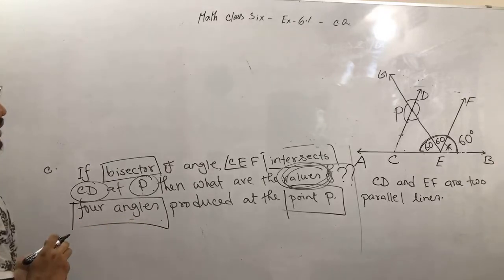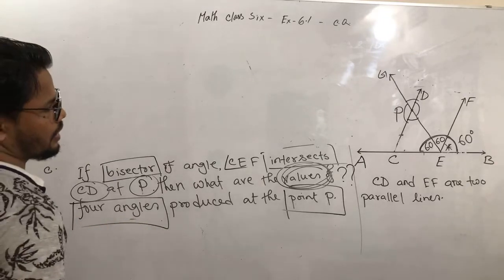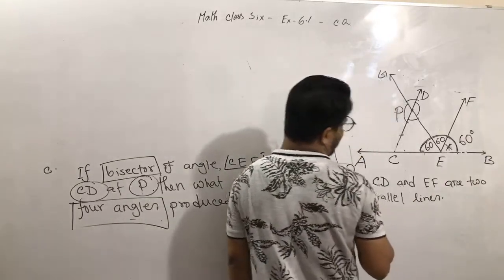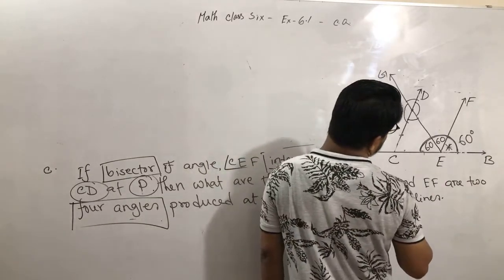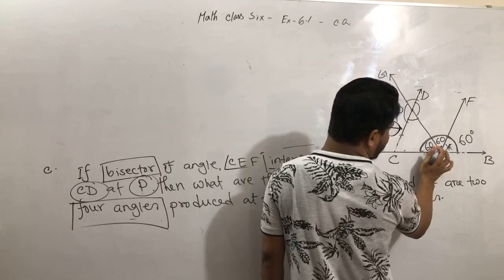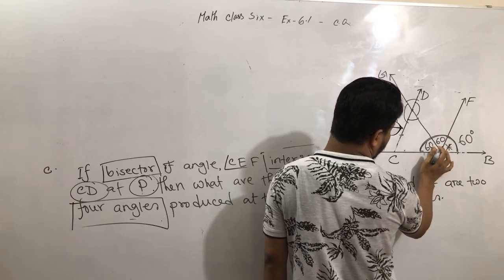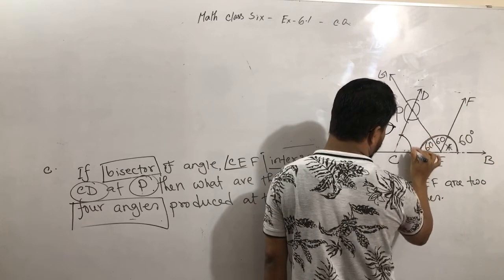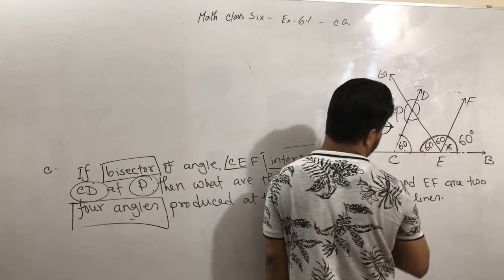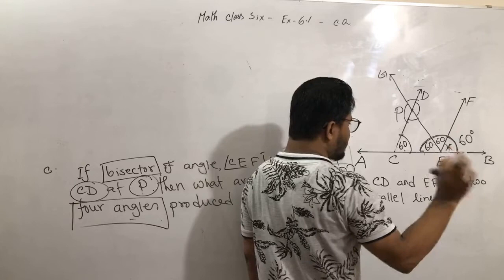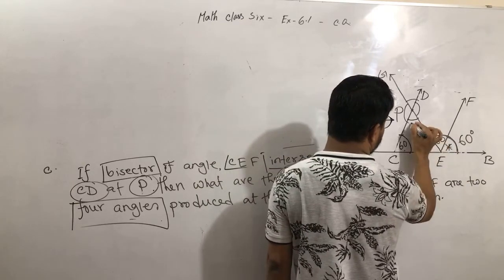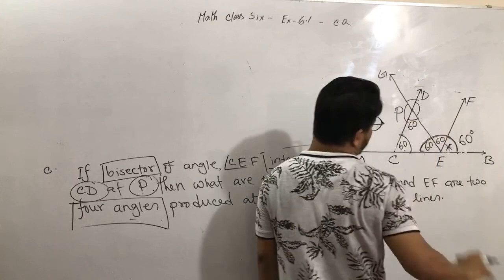The four angles, if this is the produce, if this angle is 60 degree, from B we can write here this angle is 60 degree. By using triangle concept, we can write 60, 60, this angle will be 60 degree.